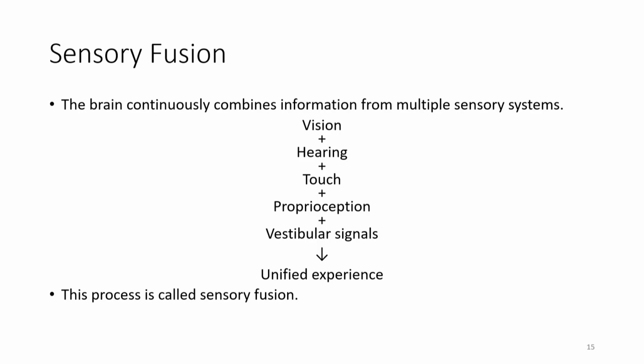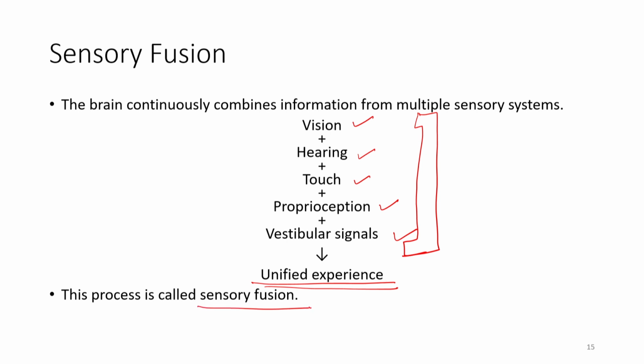Eventually, the brain continuously combines information from multiple sensory systems such as vision, hearing, touch, proprioception, and the vestibular system. Combining the signals from all of these multiple sensory systems, the brain gives you a unified experience. This process is known as sensory fusion, the fusing of the information from the various senses that gives you information about the world you are in, whether it is the physical world or the computer generated world.